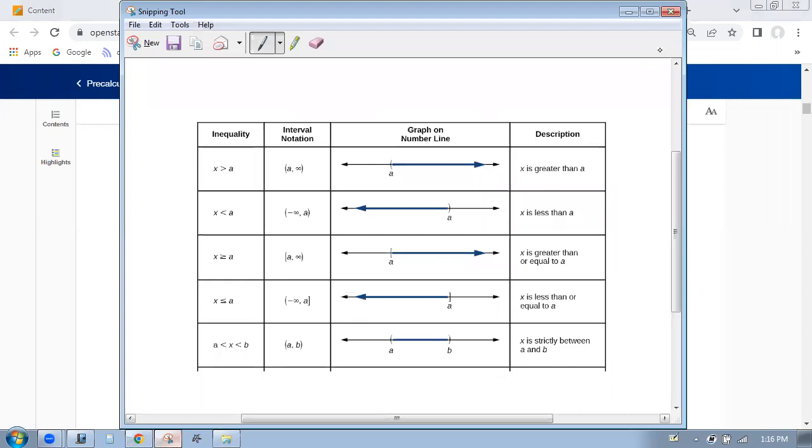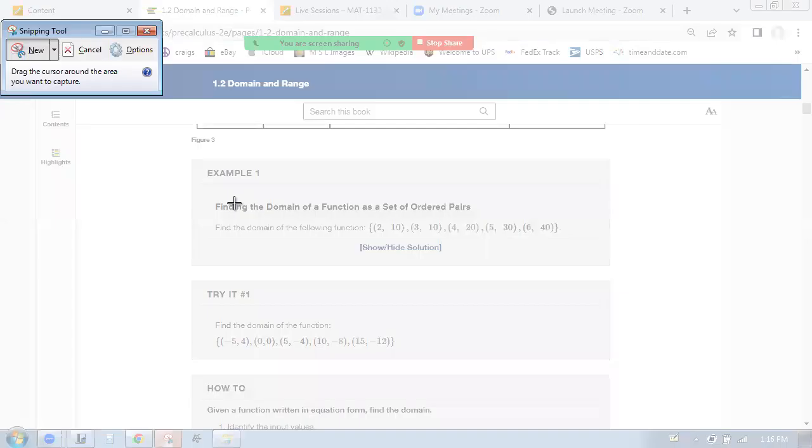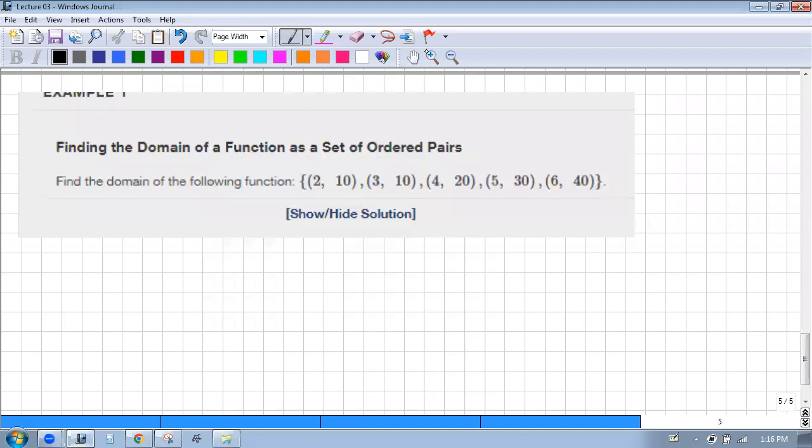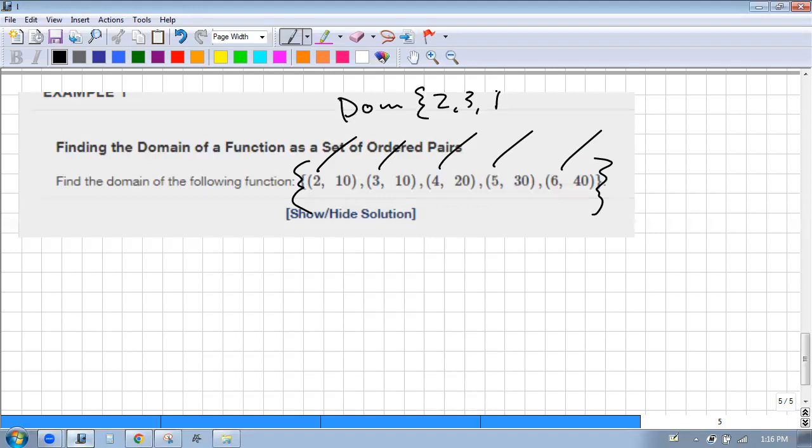All right, so let's look at an ordered set here. All right, here's a set of ordered pairs. So this is set notation. We have squiggly brackets. So this is a set of things, and these things are ordered pairs. It's called an ordered pair because the order matters. 3, 10 is not the same as 10, 3, right? The order matters. So here we're going to think of the first number as the input. So the domain is going to be the set of 2, 3, 4, 5, and 6. And the second number will be the range. So the range is going to be 10, 20, 30, 40.